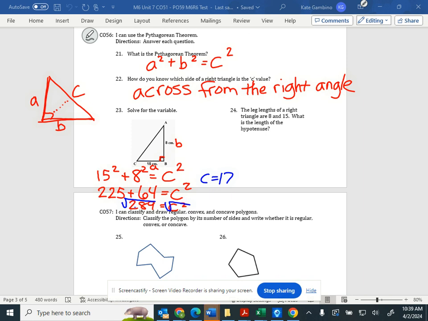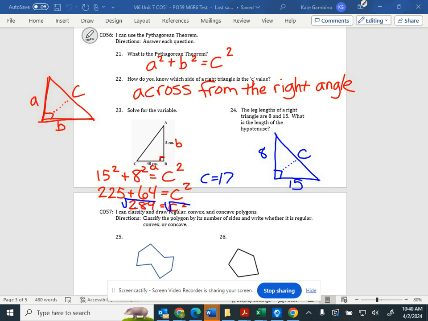Now 24 says the leg lengths of a right triangle. I'm going to draw my right triangle. The leg lengths are 8 and 15. What is the length of the hypotenuse? The hypotenuse is the same as our C. Legs are A and B. Hypotenuse is the C. I had a few people come up to me and say, Miss Gambino, these numbers are the same as 23. And I said, yes.